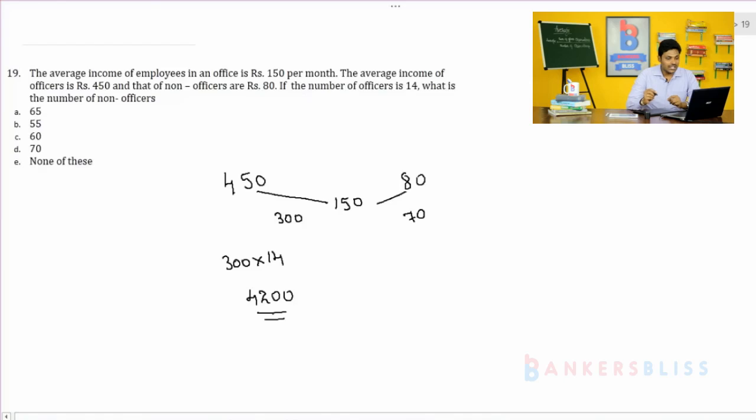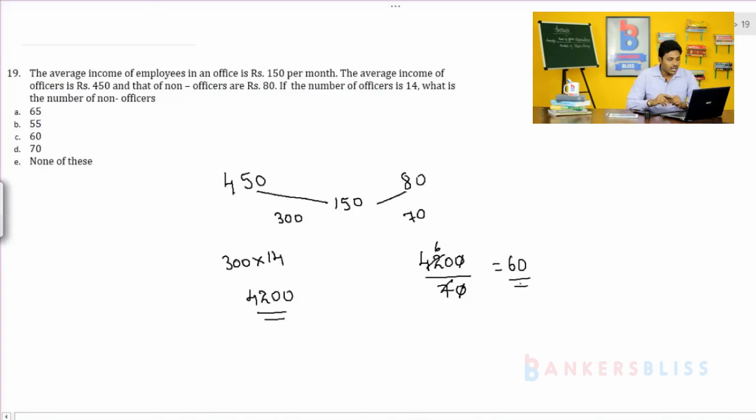An individual non-officer is receiving 70. So 4200 divided by 70 gives the number of non-officers. The zeros cancel, 7 6s are 42, so the answer is 60. There are 60 non-officers in the group.